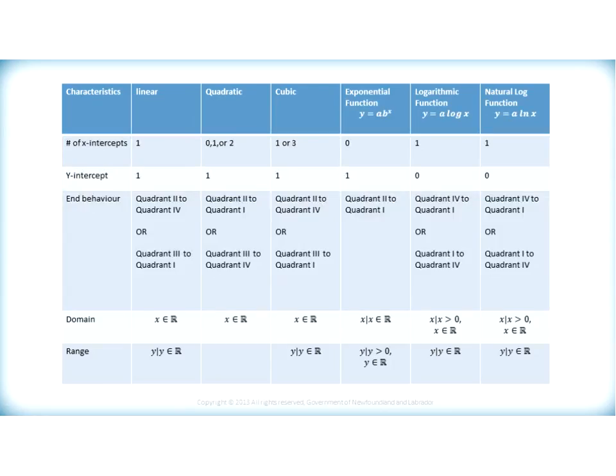So let's just go back briefly. We have studied some functions before. In Chapter 5, we studied linear, quadratic, cubic. In Chapter 6, we looked at the exponential function. And in Chapter 7, we looked at logarithmic functions. We also looked at equations and analyzed their equations for these characteristics of the number of x-intercepts, y-intercept, and behavior, domain, and range.